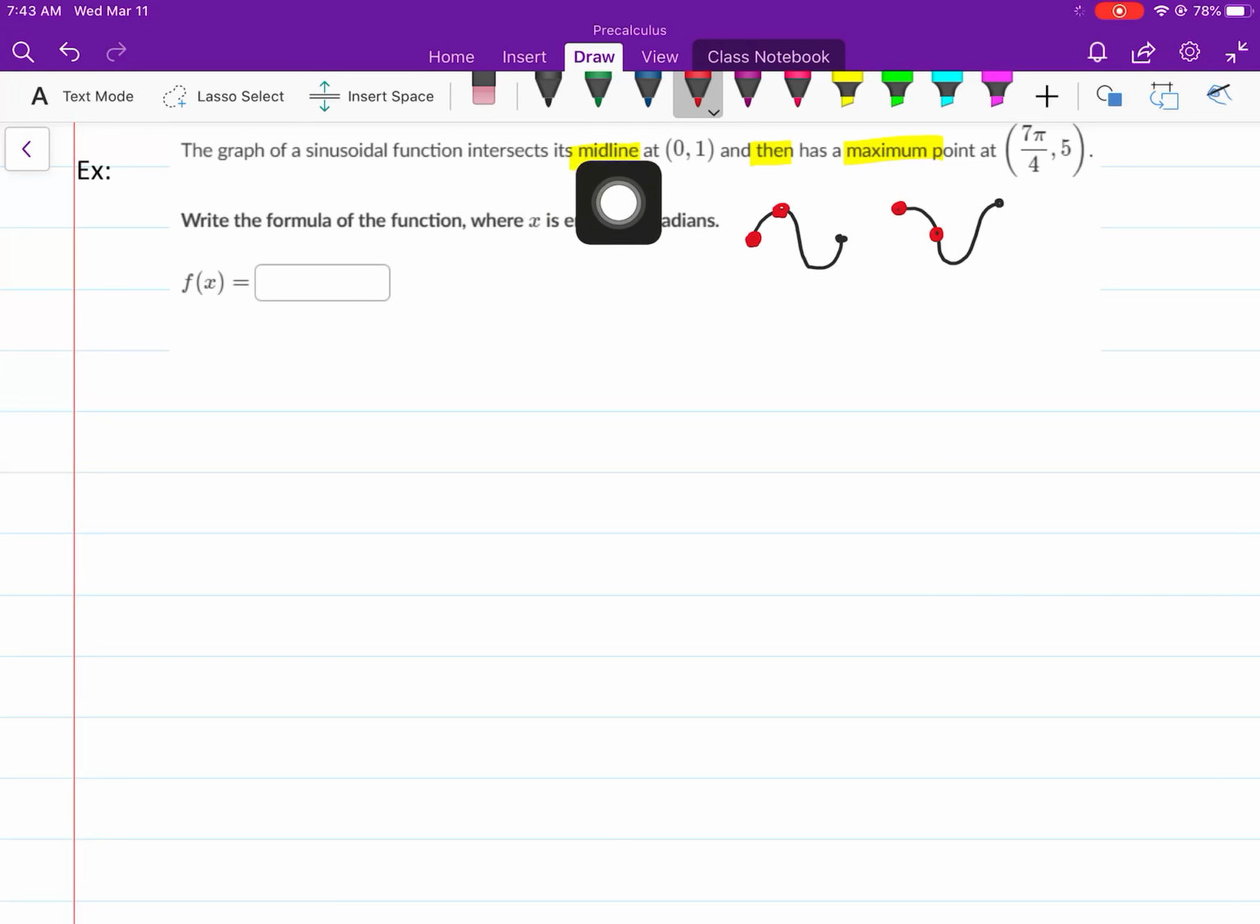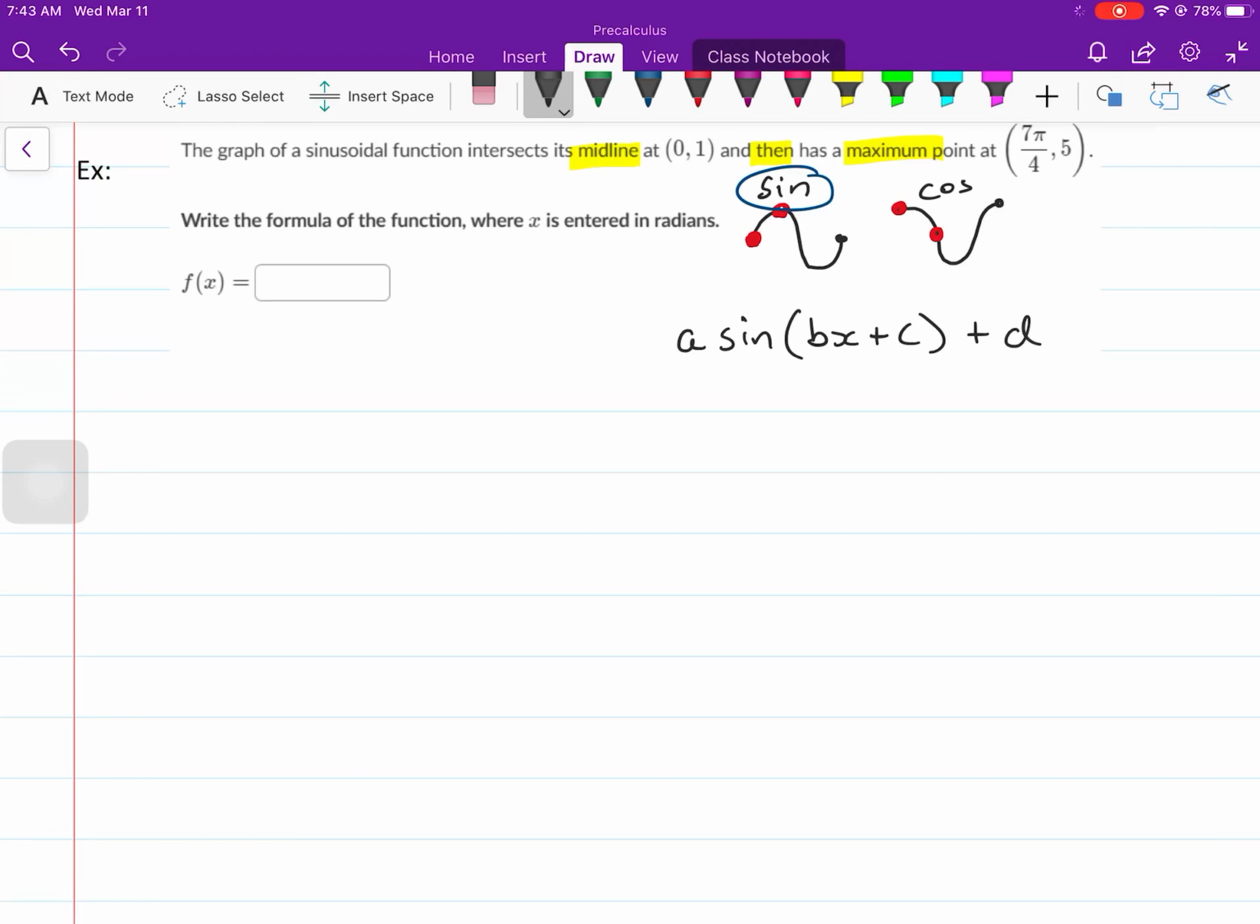If you look at our problem here, it says we're starting with the midline and then we have our maximum. So that's going to go with sine. This is sine, this is cosine. We're going to be rolling with sine because we're starting on the midline and then going to the maximum. So our general formula is going to be a sine of (bx plus c) plus d.